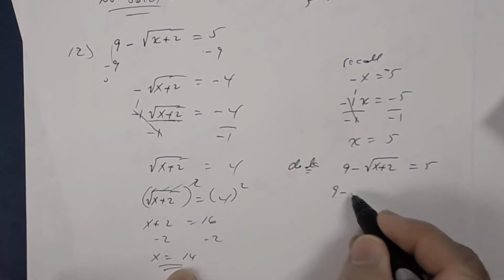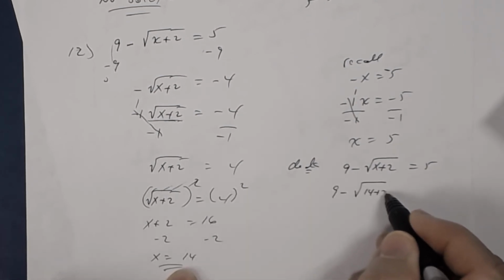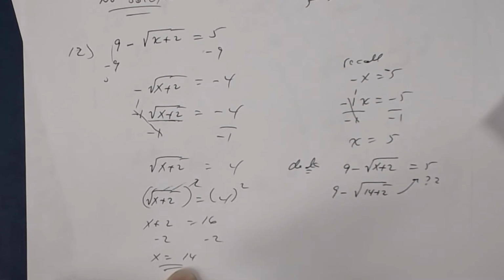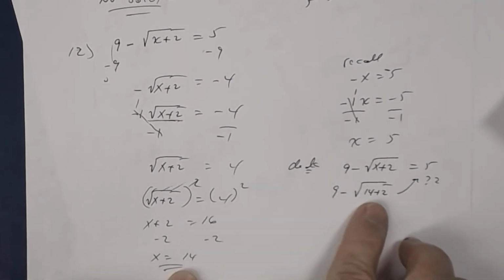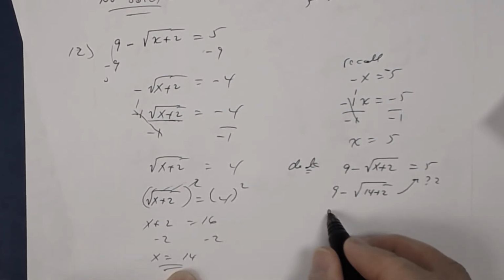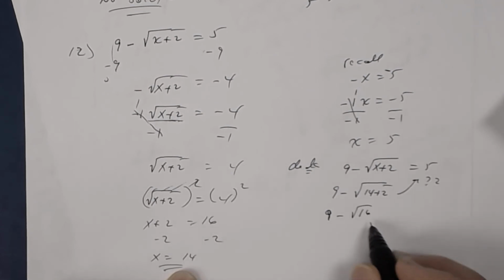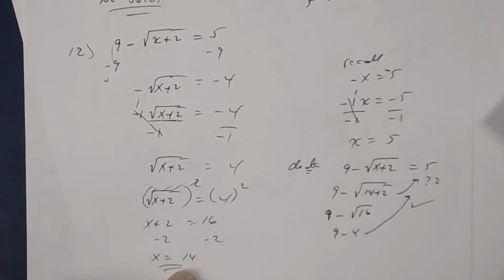So I get 9 minus the square root of 14 plus 2, and I want to see if that's going to equal 5. Well, what's 14 plus 2? All right, 16. So I get 9 minus the square root of 16. Well, what's the square root of 16? 4. And is 9 minus 4 equal to 5? Yes, it is. So x equal 14 is a solution.